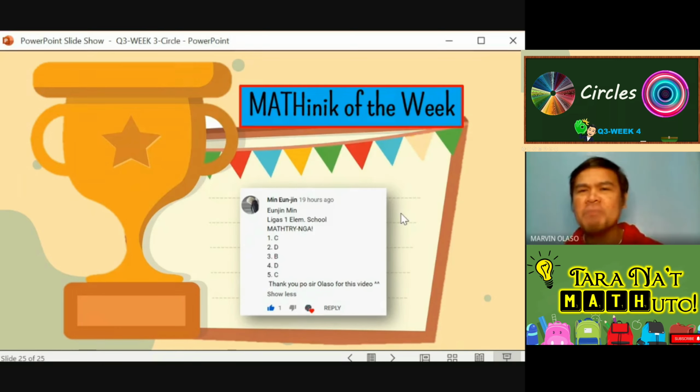Math try nga. Keep up your good attitude. Remember that the best way to learn is to apply what you have learned. And if you got a mistake, do not worry. That is another way of learning.